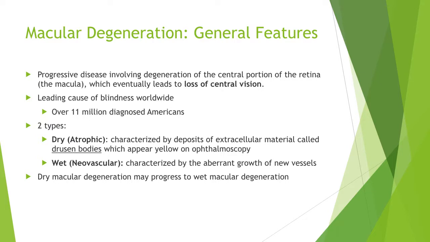Dry macular degeneration is characterized by the accumulation of extracellular material on the retina. This extracellular material is called drusen bodies. They appear yellow under the ophthalmoscope. Wet macular degeneration is characterized by growth of new, unstable vasculature that can leak into the retina, which is called a subretinal hemorrhage. Dry macular degeneration may progress to wet macular degeneration, and wet macular degeneration is more likely to cause total vision loss.